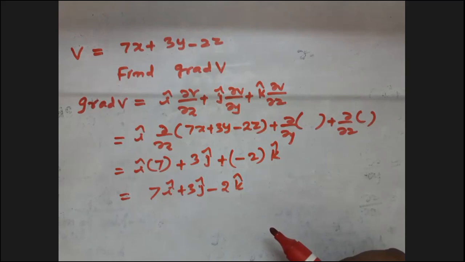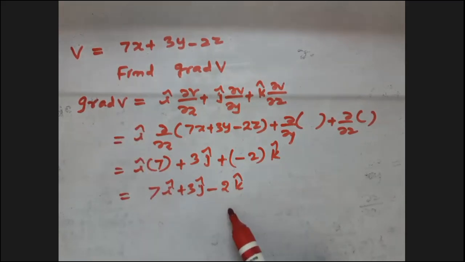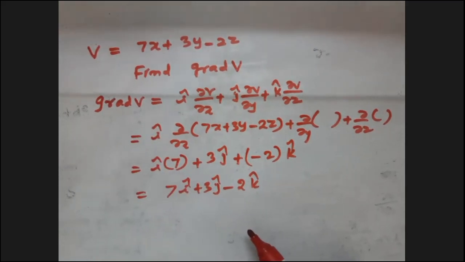7x plus 3y minus 2z is the scalar potential. Okay, here the gradient of the scalar is the vector, right sir? So this is one problem. One more problem.